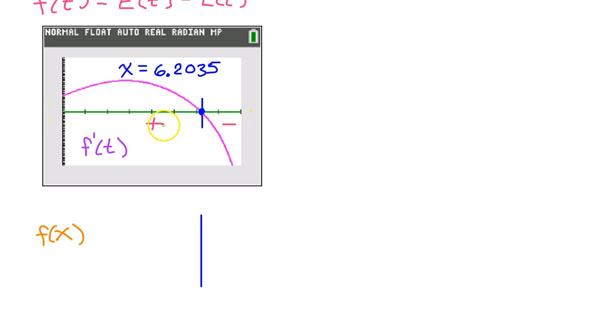Since f prime is positive for the first portion of the domain, we know that f itself will be increasing for the first portion of the domain. Since f prime is negative for the remainder of the domain, we know that f itself will be decreasing for the remainder of the domain. Therefore, at the critical value, f has an absolute max, not just a relative max. We have accounted for the entire domain.